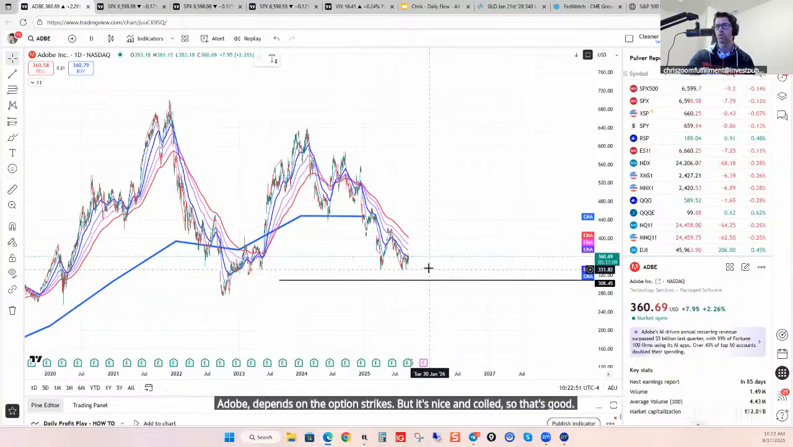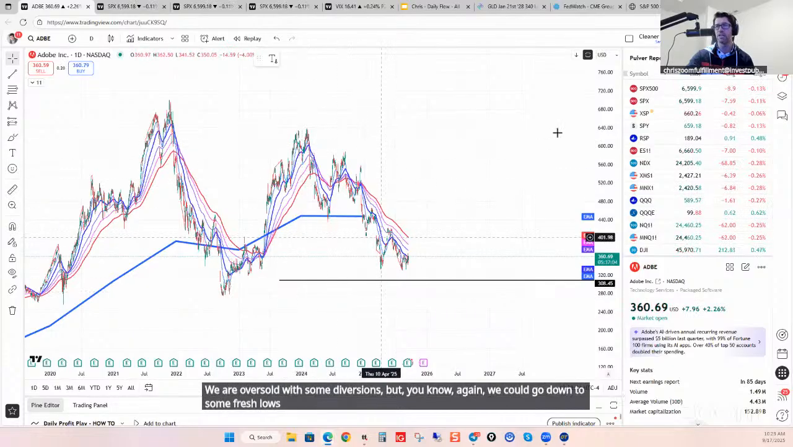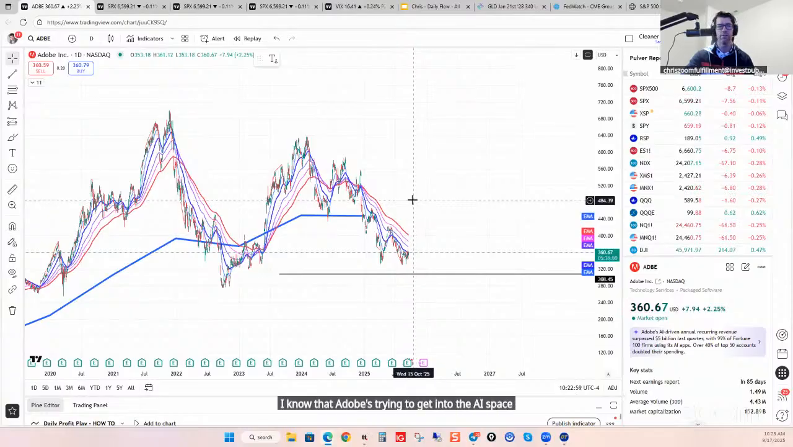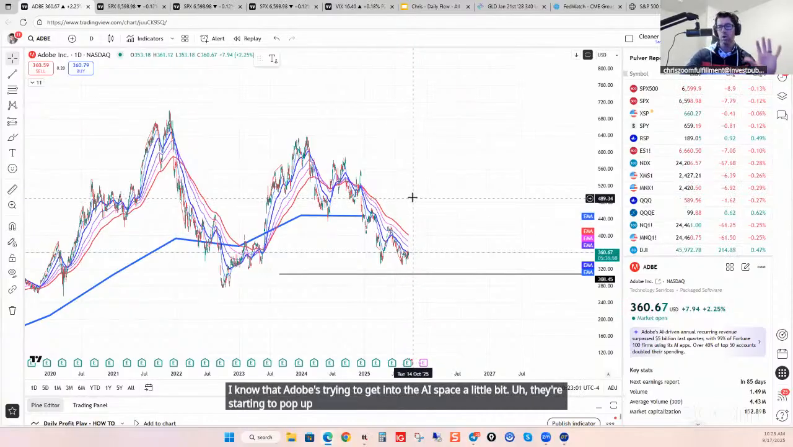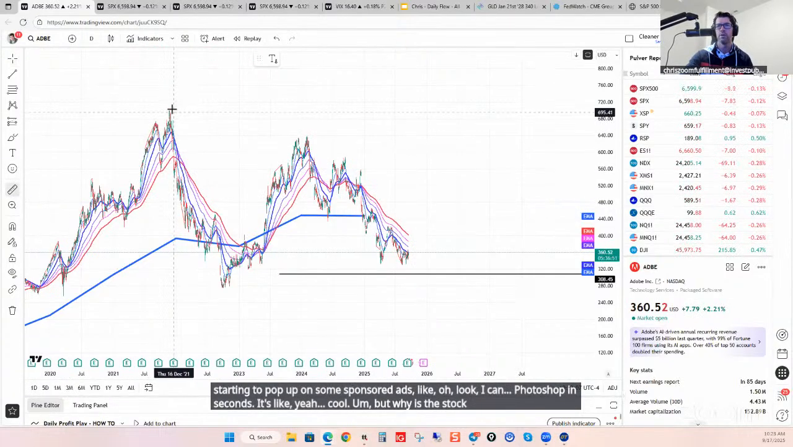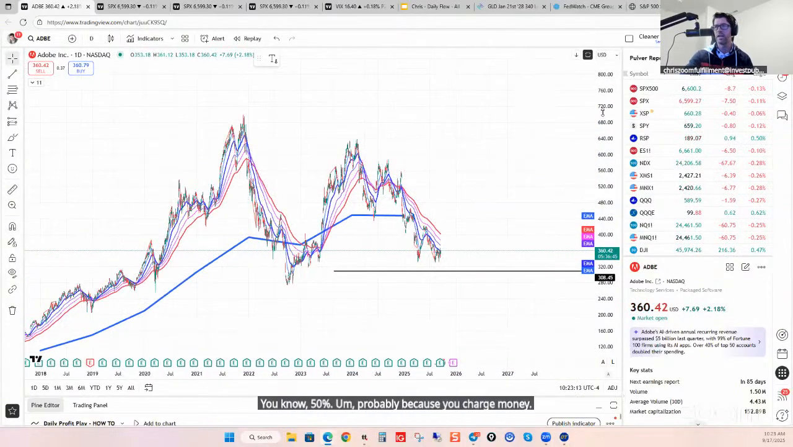We are oversold with some divergence, but again, we could go down to some fresh lows. This stock has been in decline. I know that Adobe's trying to get into the AI space a little bit. They're starting to pop up on some sponsored ads like, oh, look, I can Photoshop in seconds. It's like, yeah, cool. But why is the stock down 50%? Probably because you charge money and it's a ripoff.